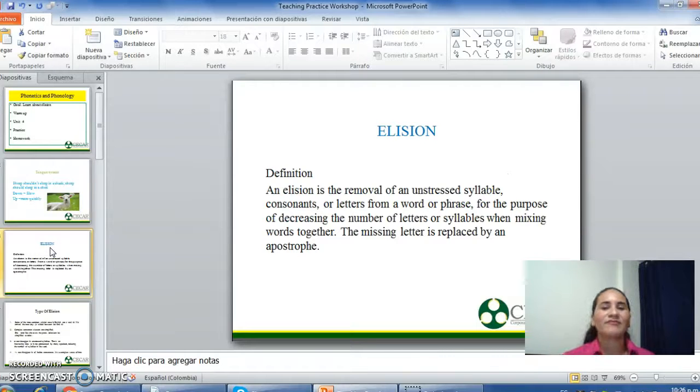Elision. Now we learn about elision. Definition: an elision is the removal of an unstressed syllable, consonant, or letter from a word or phrase for the purpose of decreasing the number of letters or syllables when mixing words together. The missing letter is replaced by an apostrophe.